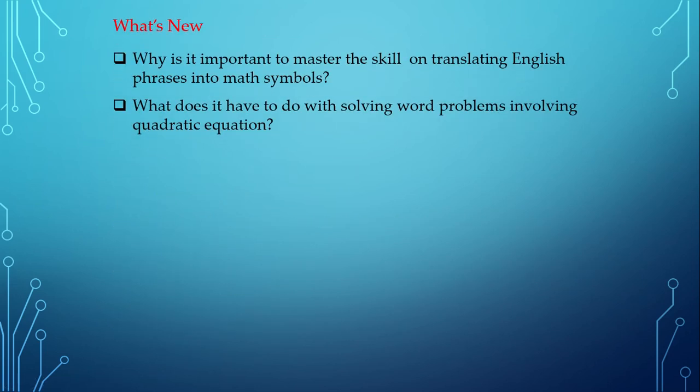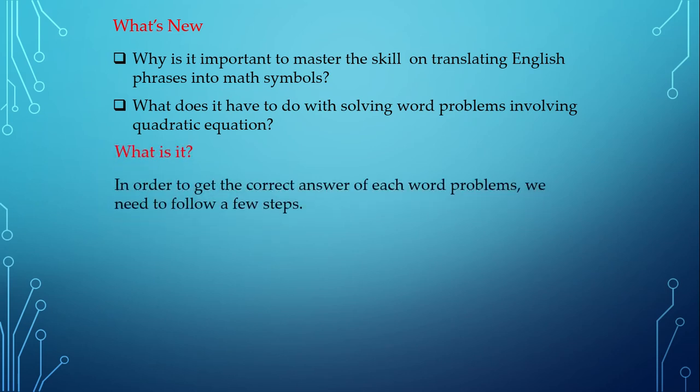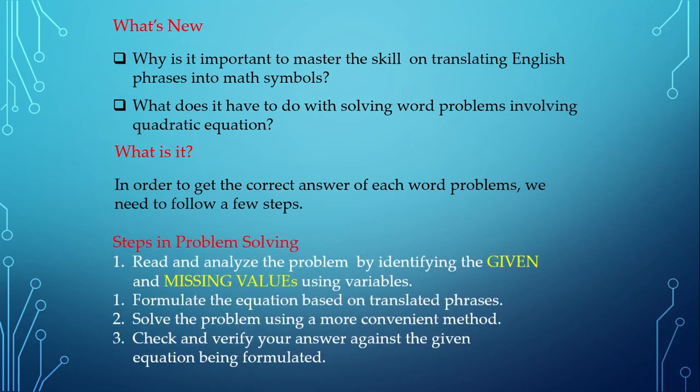So why is it important to master the skill of translating English phrases into mathematical symbols? What does it have to do with solving word problems involving quadratic equation? These questions will be answered little by little as we go on with our discussion on word problems involving quadratic equation, specifically age and number relation problems. In order to get the correct answer of each word problem, we need to follow a few steps. And what are these steps?